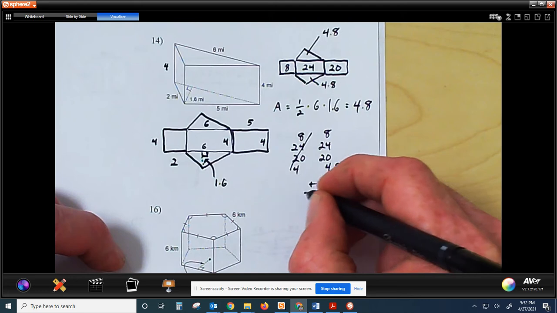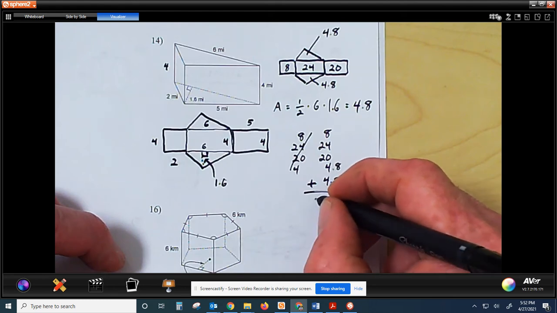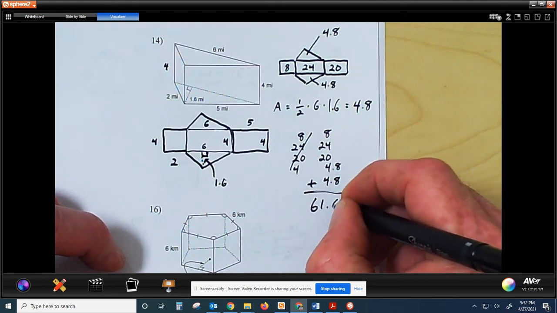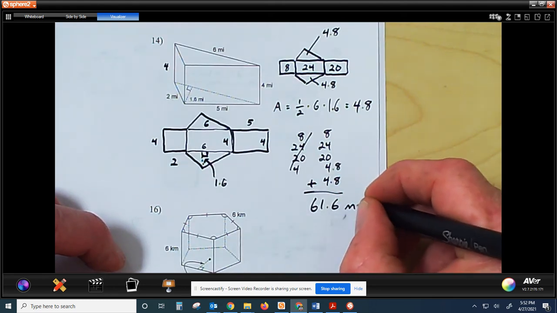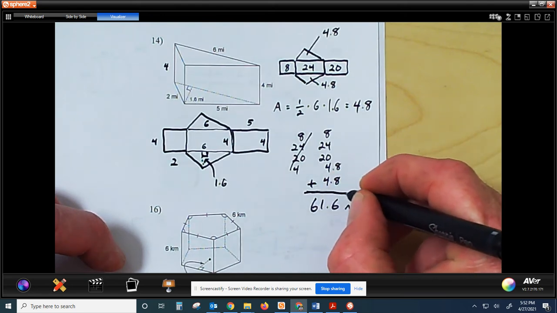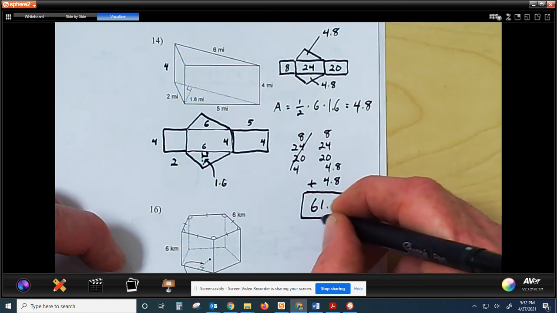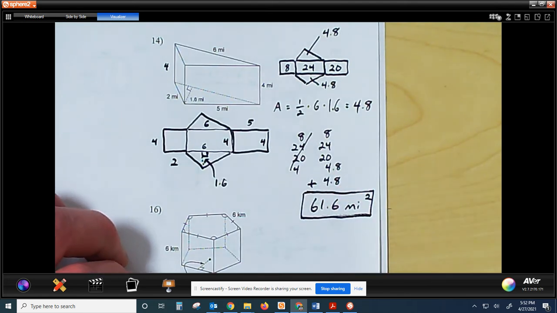I add those areas together in an addition. And the surface area comes to 61.6 miles squared, because this is an area, not a volume. So it's units squared.